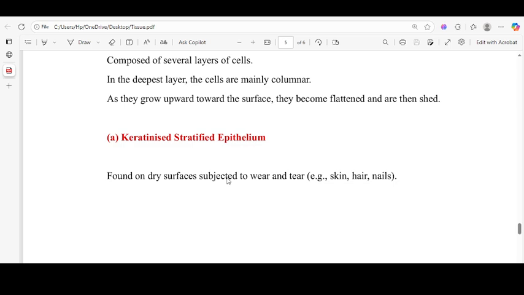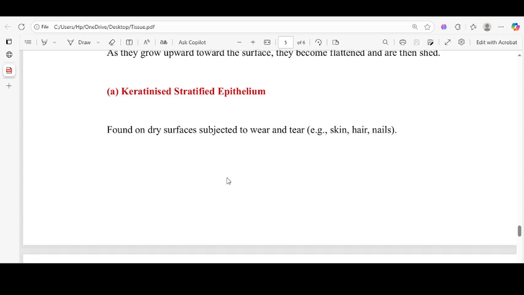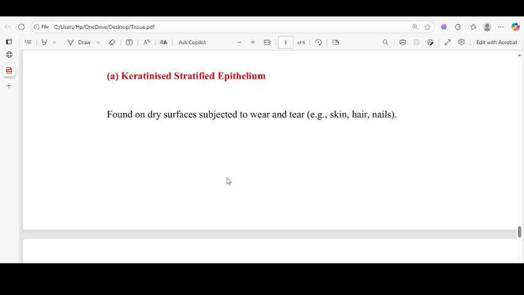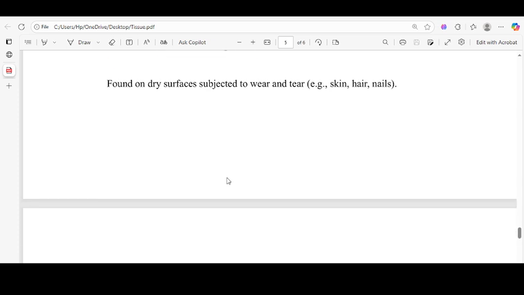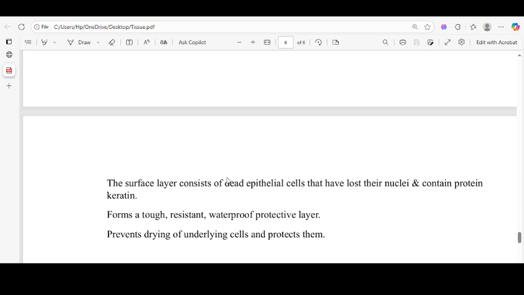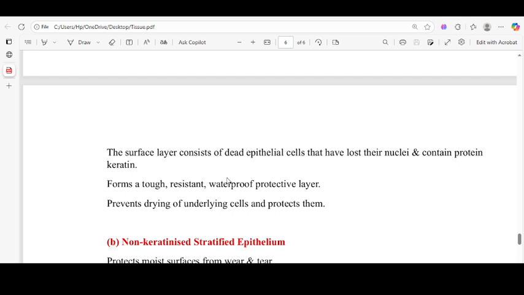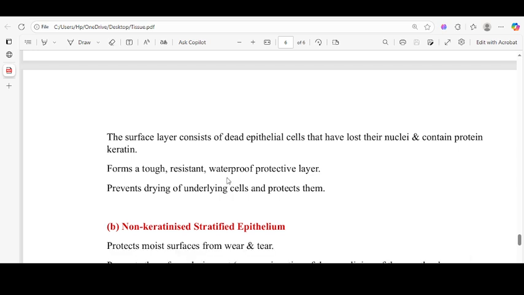First is keratinized stratified epithelium tissue, found on dry surfaces subjected to tear and wear, like the skin, hair, and nails, because they contain the protein keratin. The surface layer consists of dead epithelial cells that have lost their nuclei, contain the protein keratin, and form a tough, resistant, waterproof protective layer. They prevent the drying of the underlying cells and protect them.